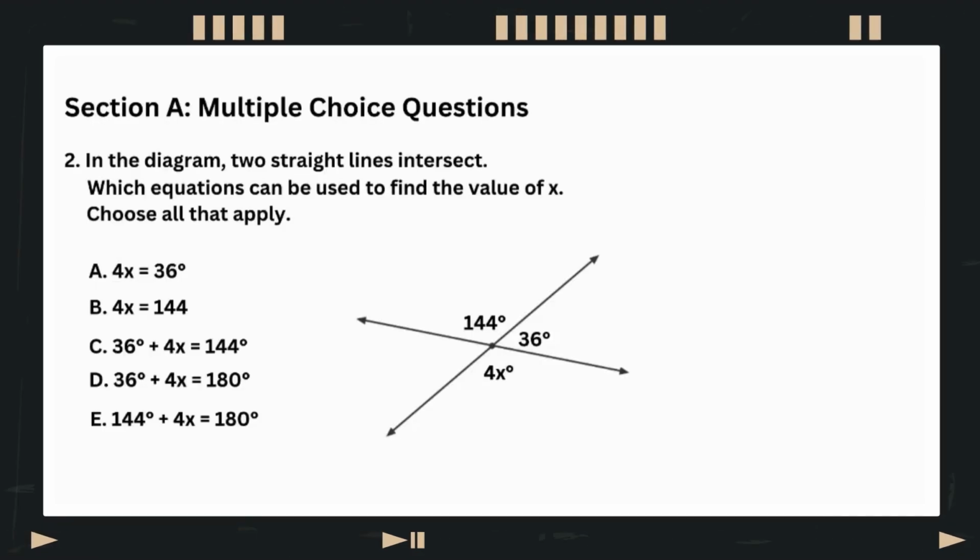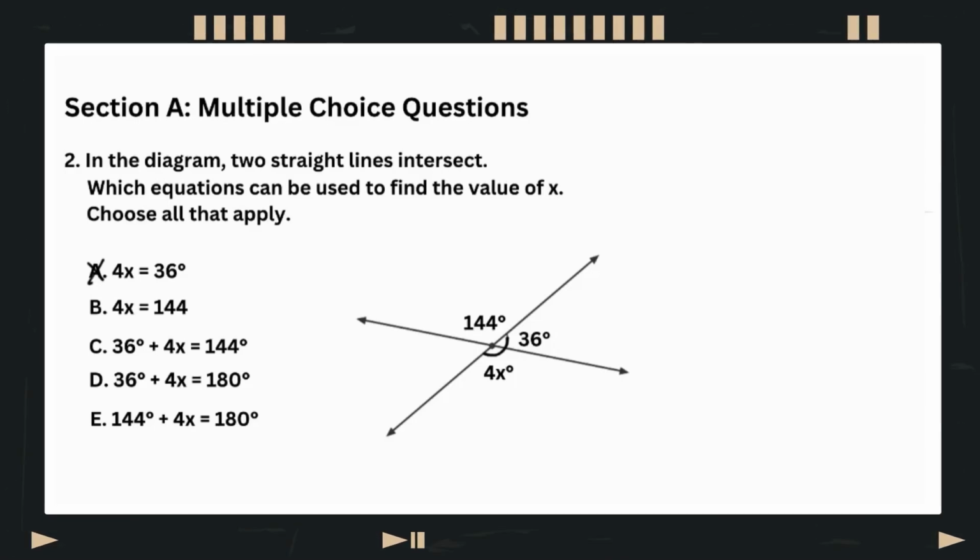Question 2. In the diagram, two straight lines intersect. Which equations can be used to find the value of x? Choose all that apply. Now looking at the figure, these are two intersecting lines. So let's start with letter A. 4x is equal to 36. 4x is not equal to 36, as these two angles, when you add them, are angles on a straight line. It should be 4x plus 36 is equal to 180. Hence, A is not an answer.